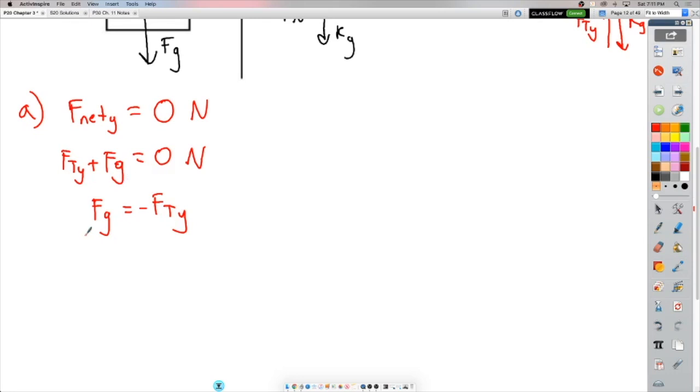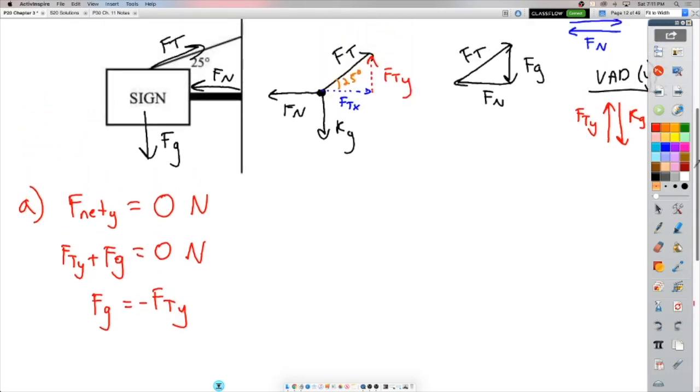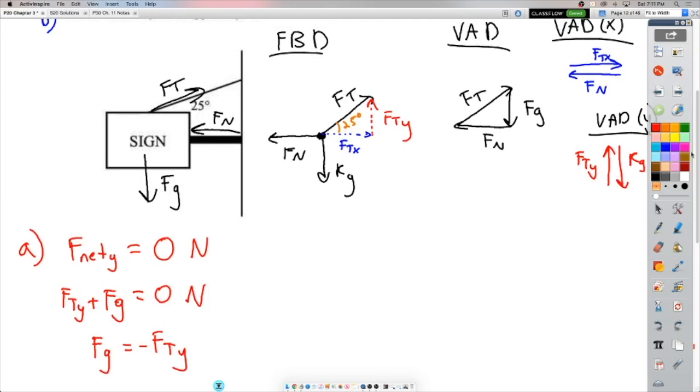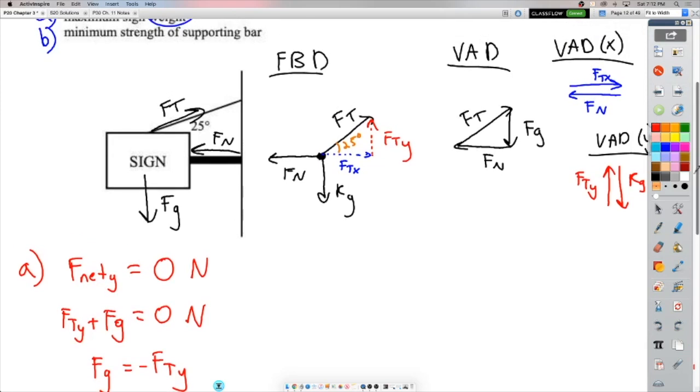Does always interrogate your process as you go along. Fg, is it equal but opposite to Fty? Yeah, absolutely. It's down just as much as Fty is up, equal in magnitude but opposite in direction. Otherwise, it would be accelerating. So coming back here, Fty would be opposite to the 25 degrees.